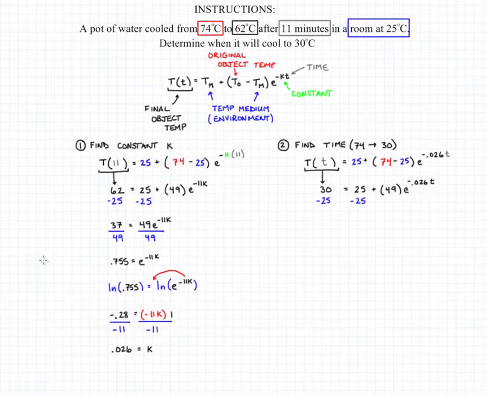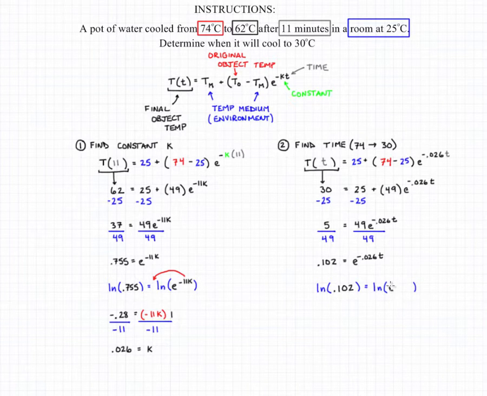We can subtract 25 from both sides of the equation. That's going to give us 5 is equal to 49 e raised to the negative 0.026t. And we can divide both sides of the equation by 49, which will give us 0.102 is equal to e raised to the negative 0.026t. Again, we can take the natural log of both sides, which is going to give us the natural log of 0.102 is equal to the natural log of e to the negative 0.026t.